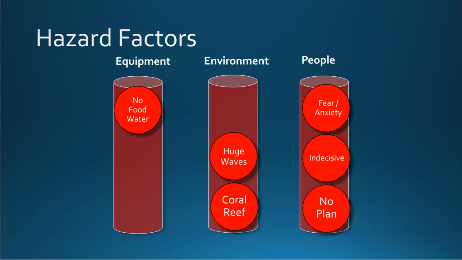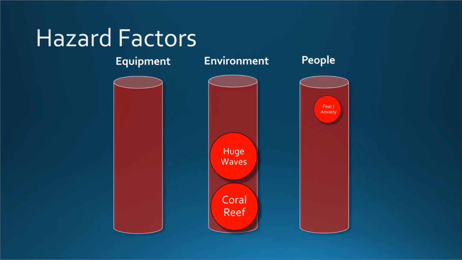This is a subtle thing if you haven't seen the movie, but he did have food and water with him on the raft. He had a full set of supplies with him. Was the coral reef still there? Yes. Were the huge waves still there? Yes. So he can't make those hazard balls go away. Did he have a plan? Absolutely. He waited until the wind changed before he pushed his raft off into the water. Was he indecisive? No. He knew exactly what he was going to be doing. And was there fear and anxiety? Sure, some, but he wasn't in the panic state he was in at the very beginning.